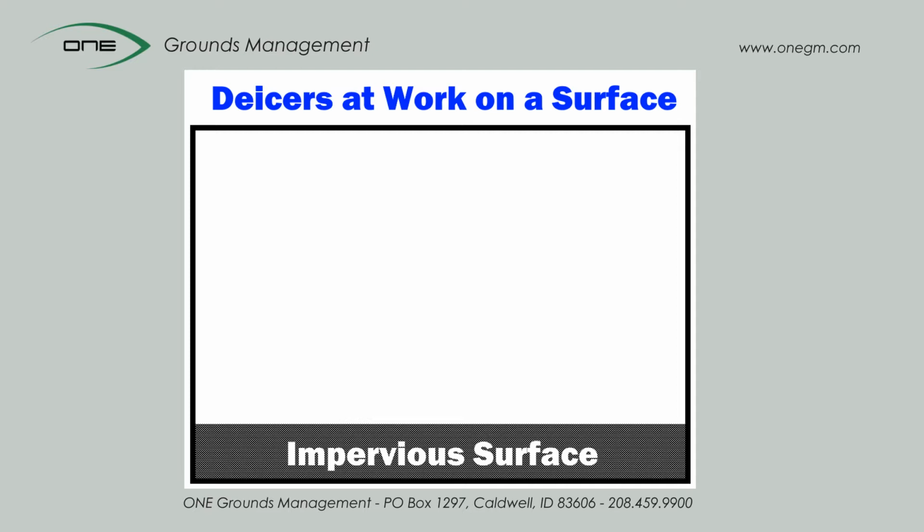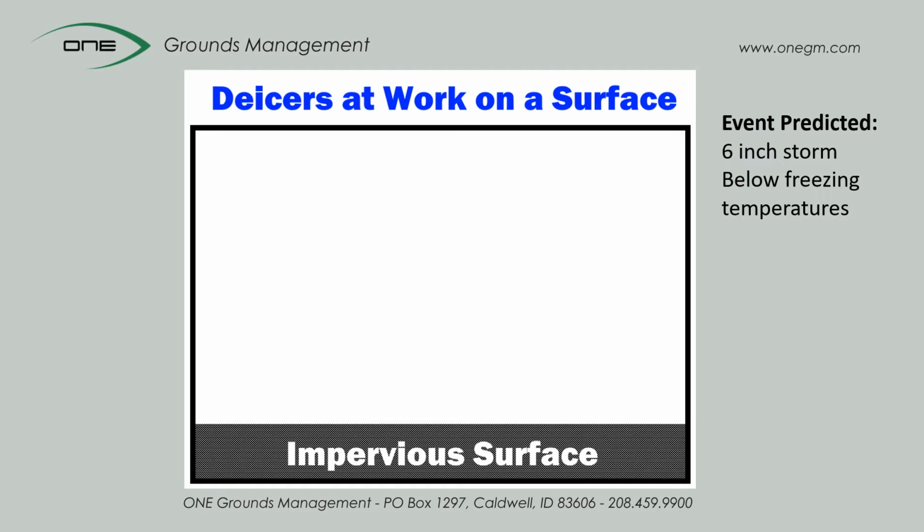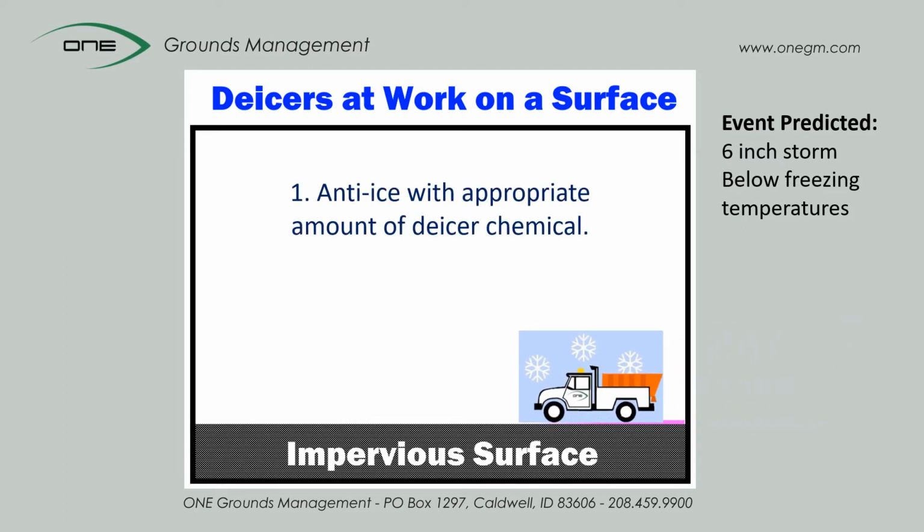Okay, so now let's consider the application of de-icers to the impervious surface and what should occur during a storm event with, say, 6 inches of snow projected. Knowing there will be low temperatures and accumulation of snow, we should perform an anti-icing service on the property. This will allow us to prevent or minimize the bond of snow and ice to the surface.